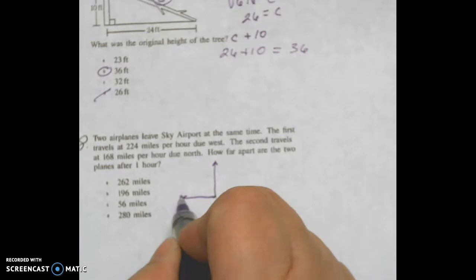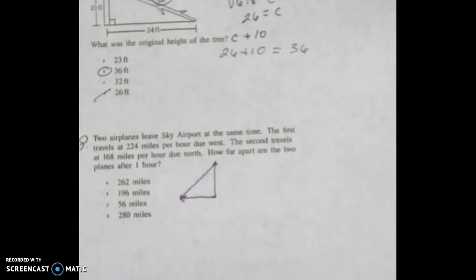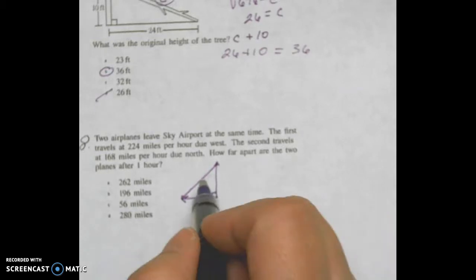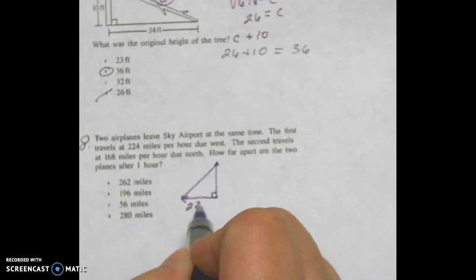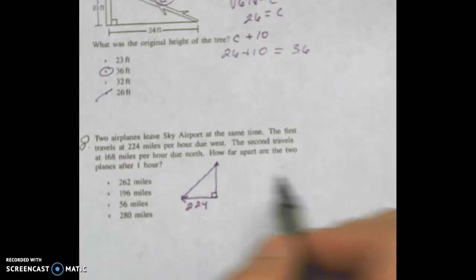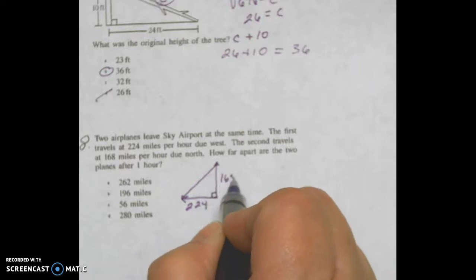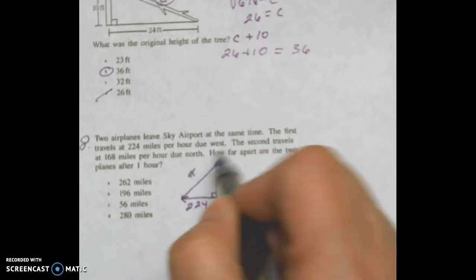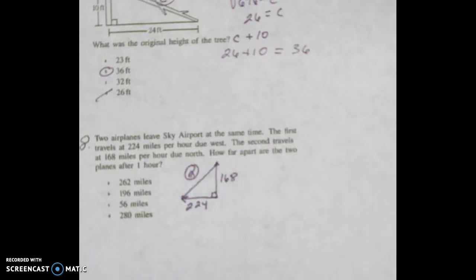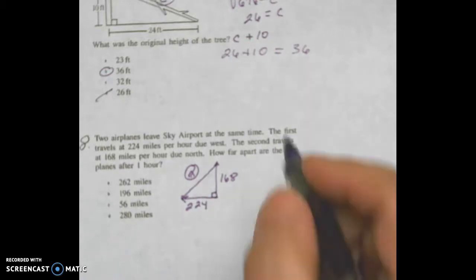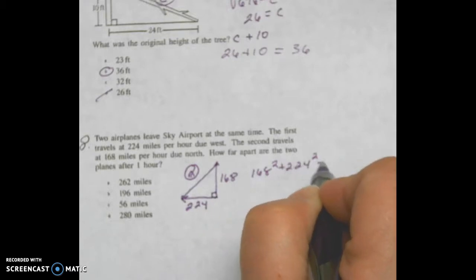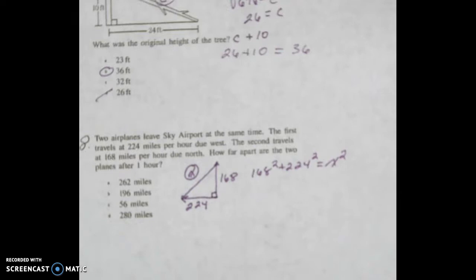So if I'm going to figure out how far these airplanes are apart from each other, I can draw myself a little right triangle. The first airplane traveled 224 miles in that 1 hour due west. The second airplane traveled 168 miles per hour due north. After 1 hour, I'm looking to find how far apart they are. So again, I am looking for my hypotenuse. I'm going to be taking 168 squared plus 224 squared will equal my x squared. So again, it becomes a number crunching exercise.